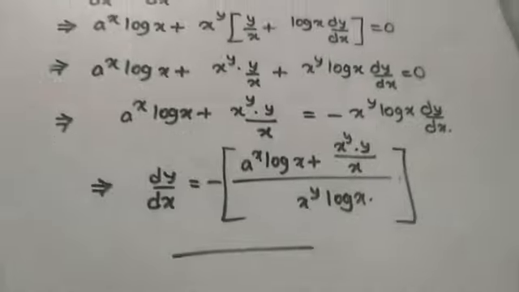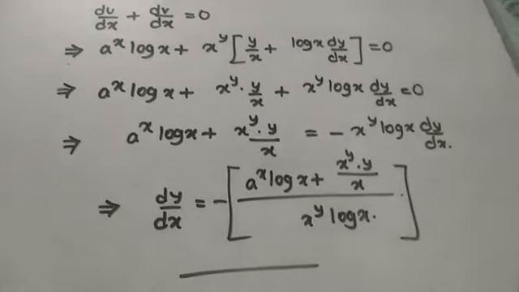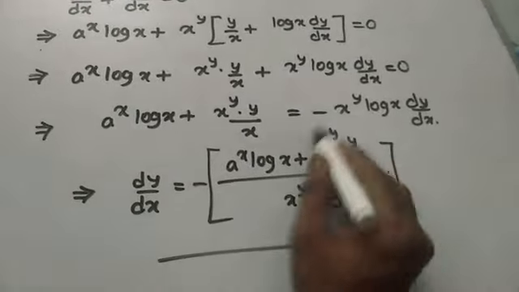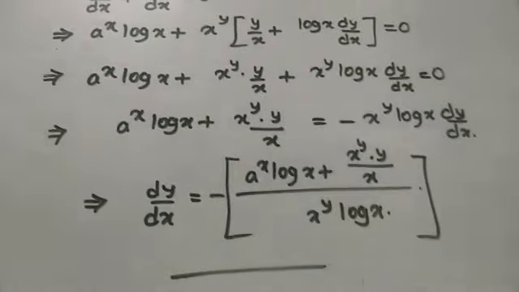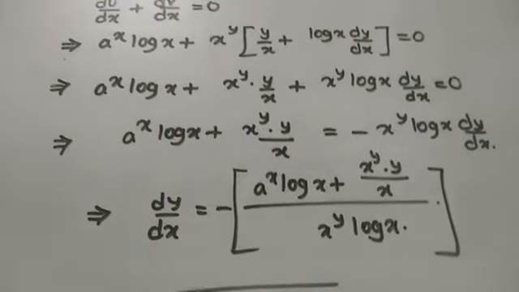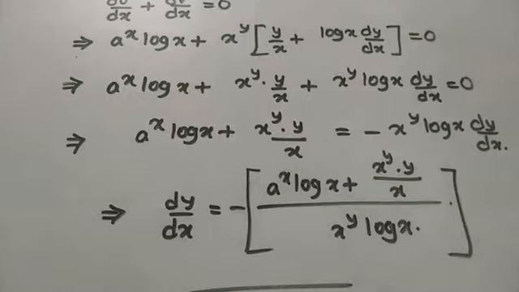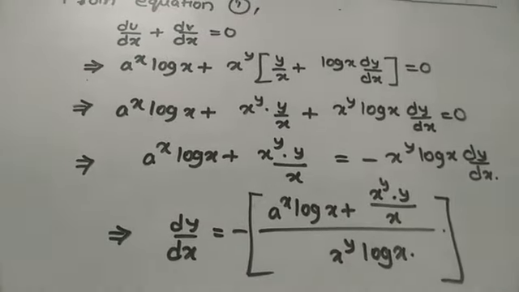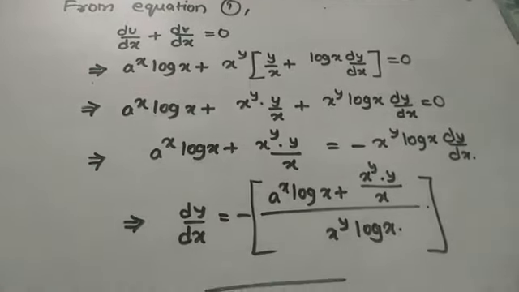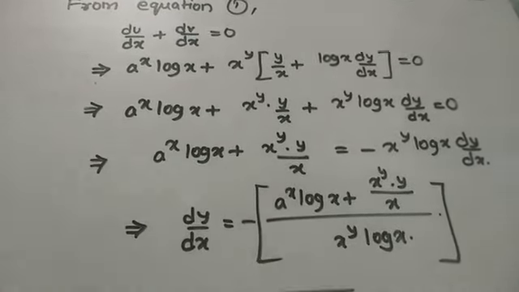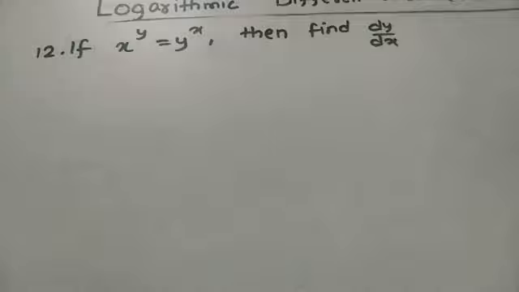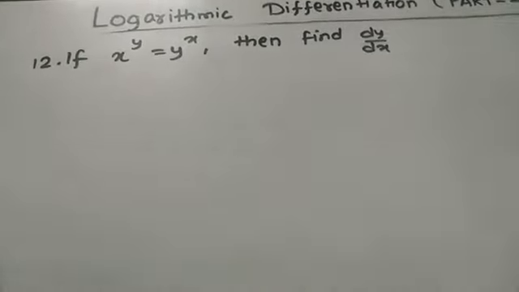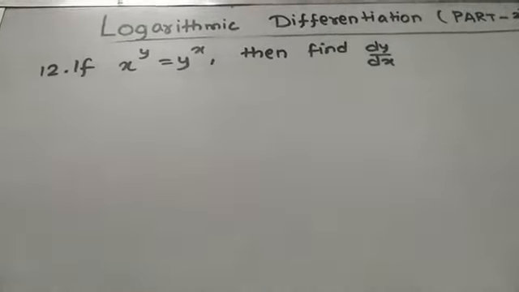Okay, as here I just have to find dy by dx, I didn't simplify this factor, I just left it in this form. But if it comes in the form of a proof, then you have to prove according to the question. Clear? So now we'll proceed to question number 12. The question is, if x to the power y equals y to the power x, then find dy by dx. Very simple question.